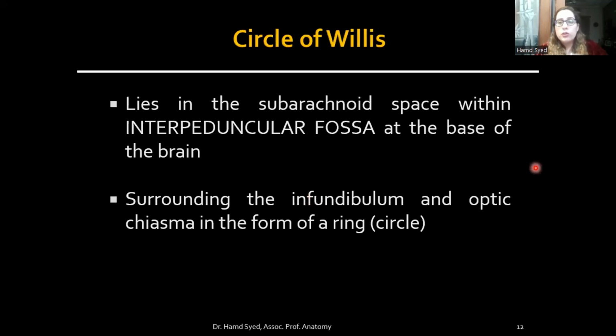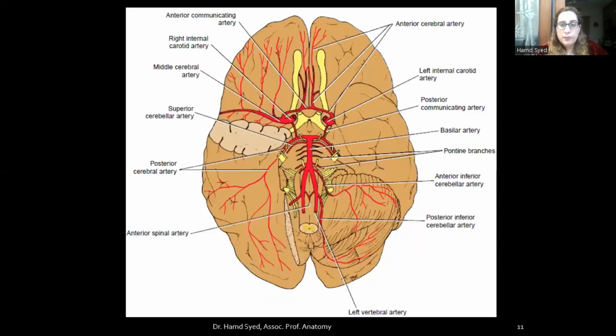So the location of the Circle of Willis is in the interpeduncular fossa at the base of the brain. Let's go back to this diagram. Here, the Circle of Willis is surrounding this central area on the base of the brain, which is known as the interpeduncular fossa. Over here, it has the optic chiasma, and it also has the infundibulum.